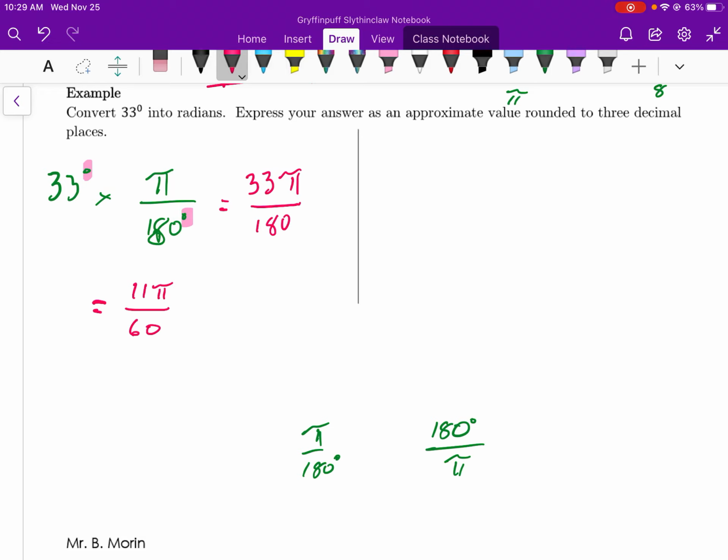However, if we write it as an approximate value, I'm going to take out my calculator, and I have 11 pi divided by 60. Now, it's really important that in your calculator, you can calculate this part, but please use the symbol pi. And what I get in radians is that theta, or whatever this angle is, is 0.576. That's my angle.